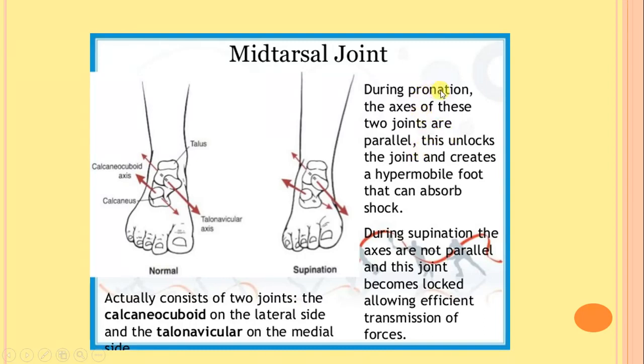During pronation, the axes of these two joints are parallel. This unlocks the joint and creates a hypermobile foot that can absorb the shock. And during supination or inversion, the axes are not parallel and this joint becomes locked, allowing efficient transmission of the force. So for efficient transmission of the force, the mid-tarsal joint actually consists of two joints, the calcaneocuboidal on the lateral side and the talonavicular on the medial side.